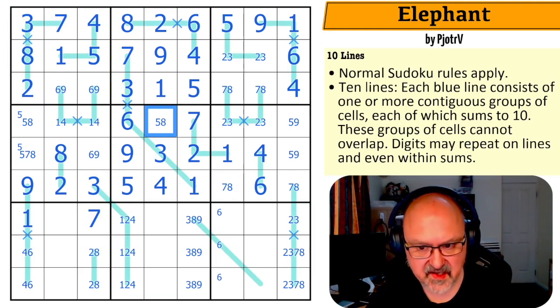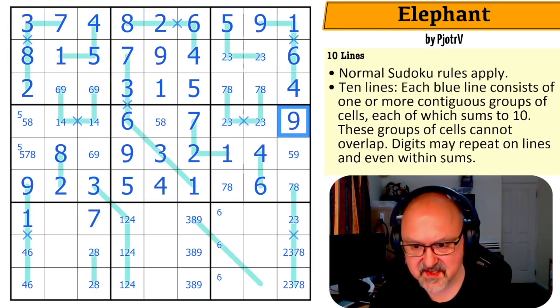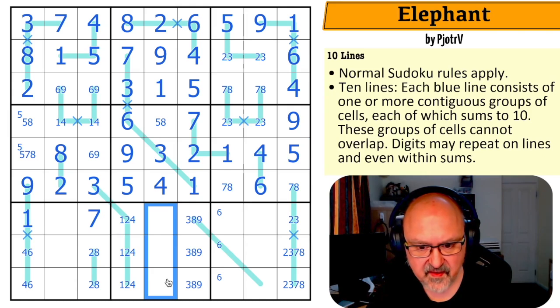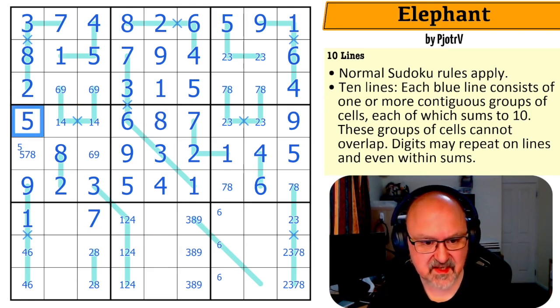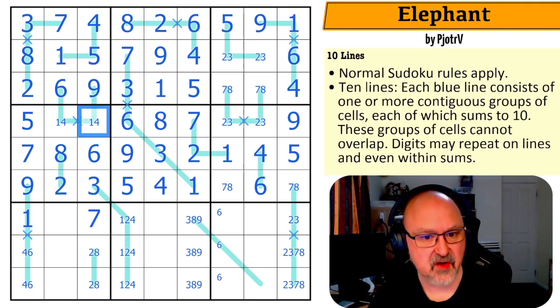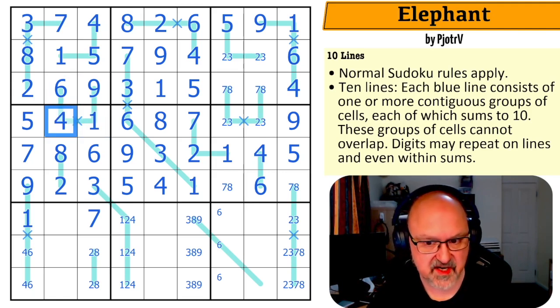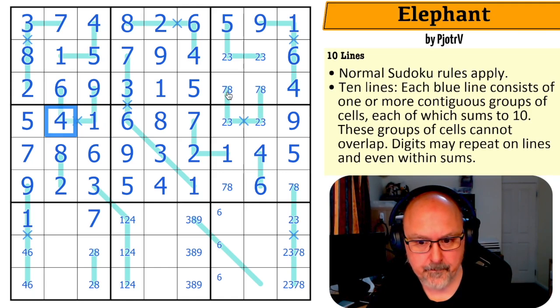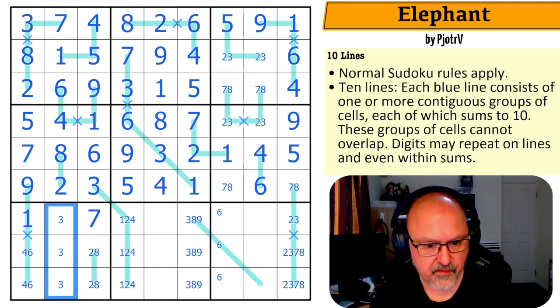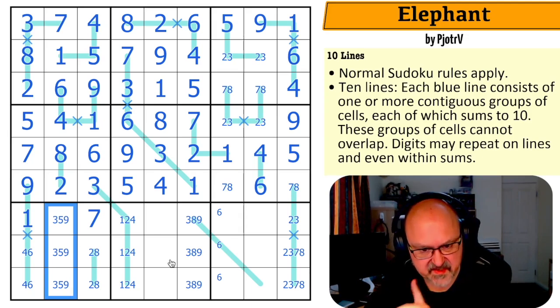There's no 9 here. 5, 8 pair makes this 9, which makes this 5. The 5 makes this 8, which makes this 5. There's no 5 here. The 8 makes this 7. The 9 makes this 6, which makes this 9 and this 6. The 9 goes to a 10 with a 1. The 6 goes to a 10 with a 4. This is a triple. 1, 2, 3, 4, 5, 6, 7, 8, 9. 3, 5, and 9 go down here. This is holding together better.